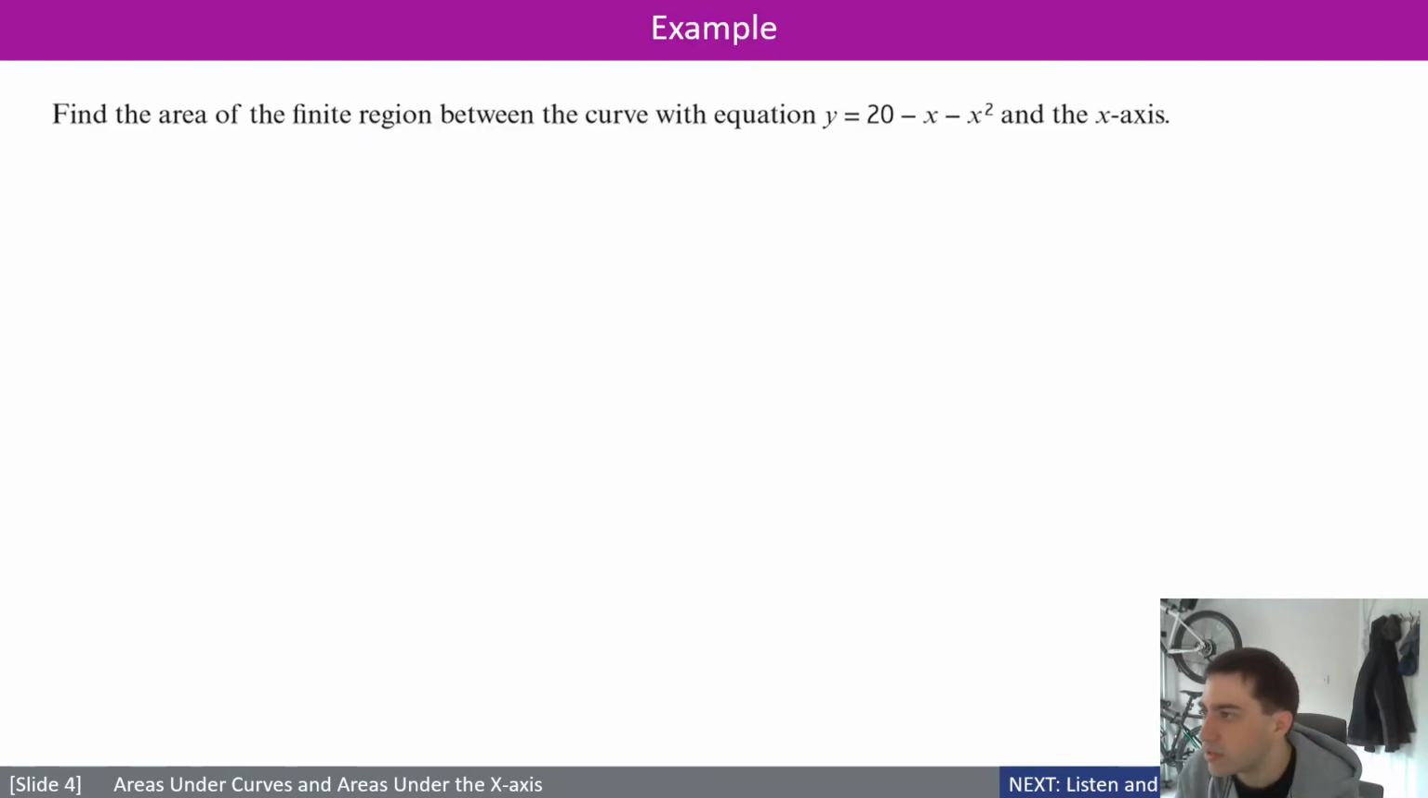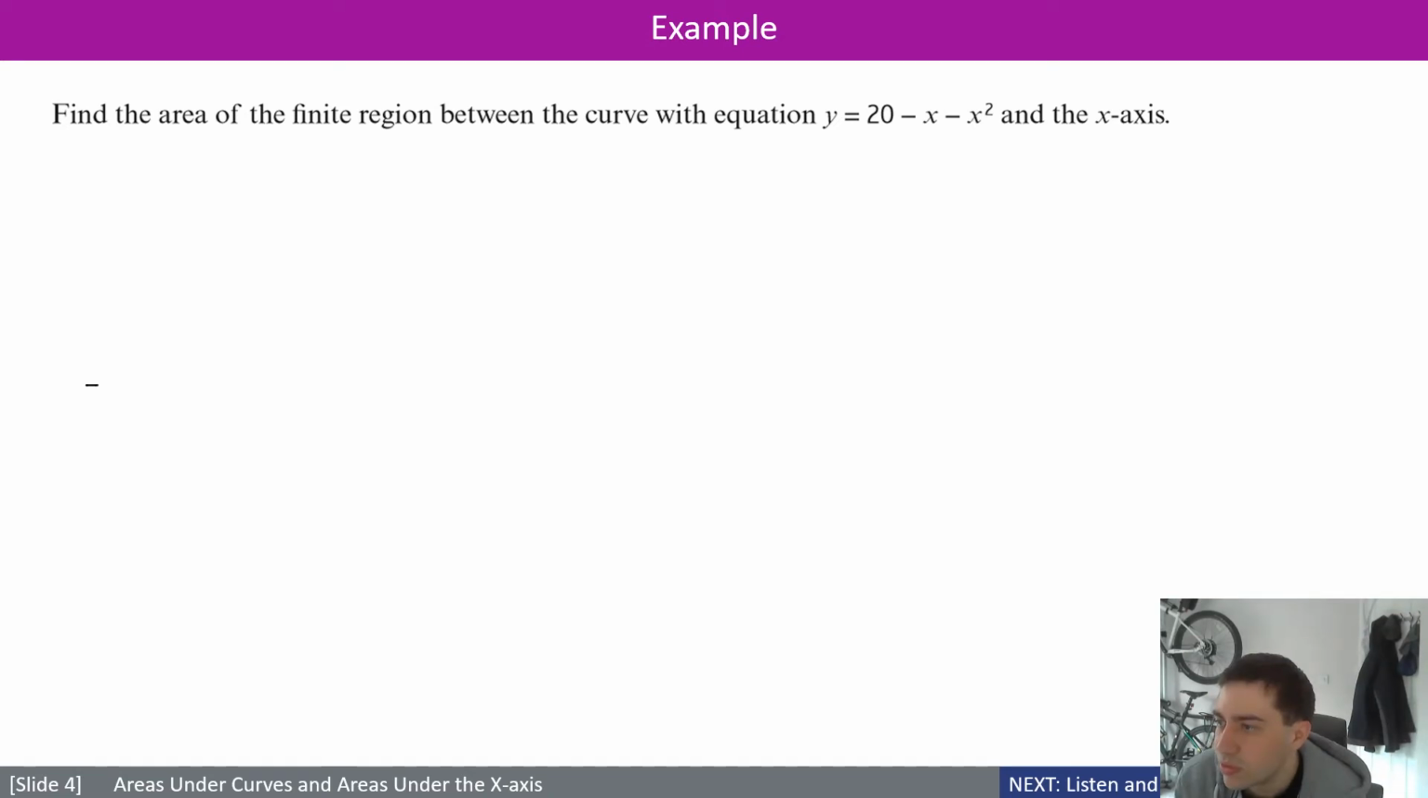So let's look at an example of the kind of question you can now solve, and see if we can complete it together. You've been asked to find the area of the finite region, as opposed to infinite, between the curve with equation y equals 20 minus x squared and the x-axis. Since we don't have a diagram, I think it might help to graph this first.